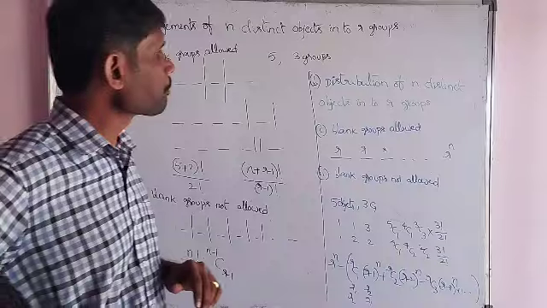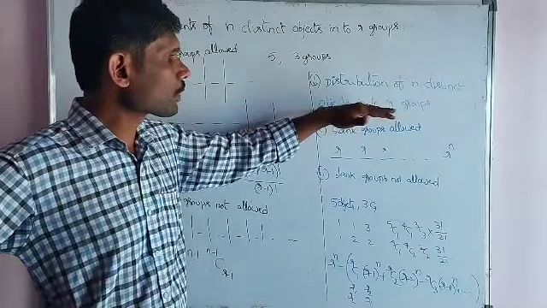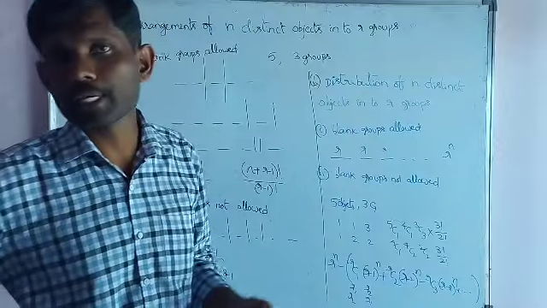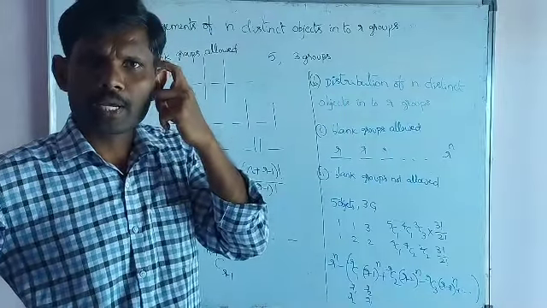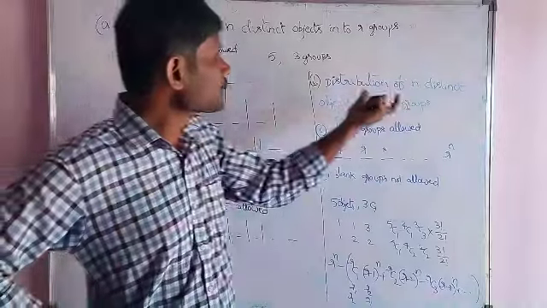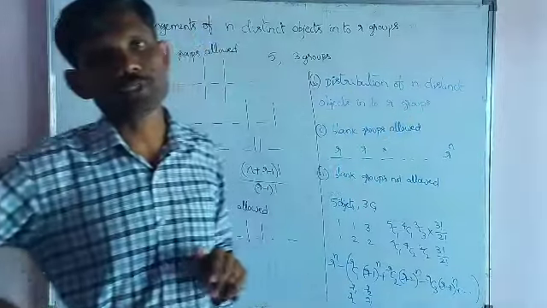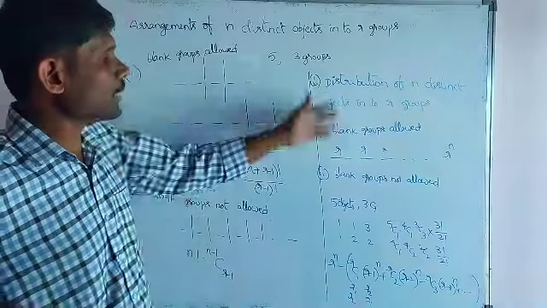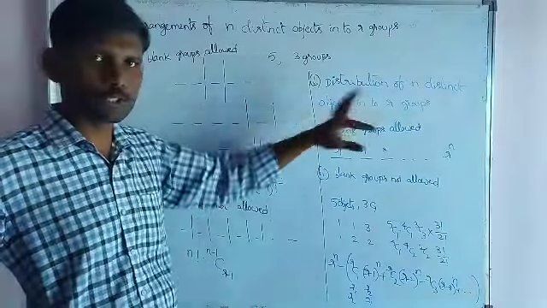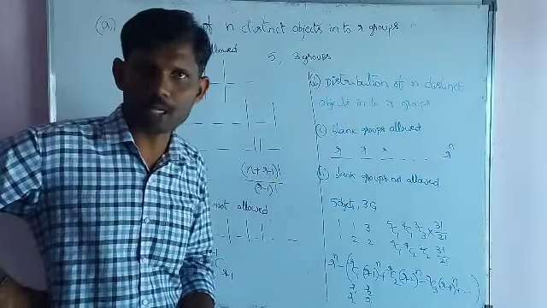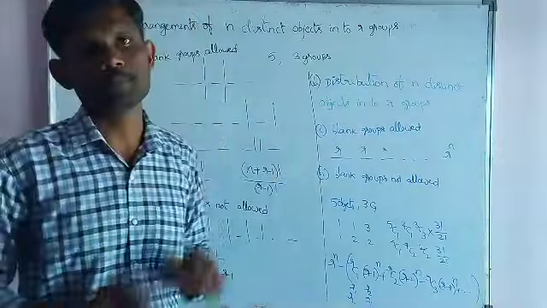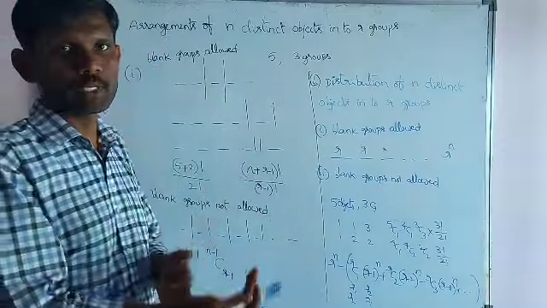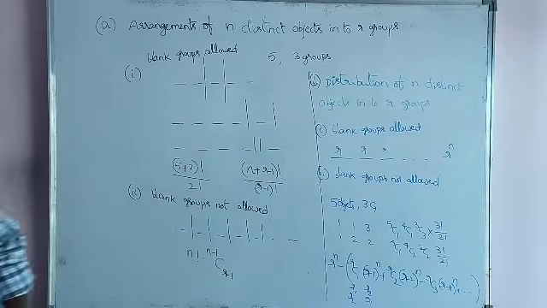Third one, where objects are identical, groups different. How many ways can we distribute n identical objects into R groups? Here the arrangements and just distribution will be the same for identical objects, because identical objects we can arrange only one way. With respect to distinct objects, the arrangements and just distribution are both different, but with respect to identical objects, both will be the same. So we have only 3 points. Actually, as per this, 4 points should be there, but both will be the same for identical objects.